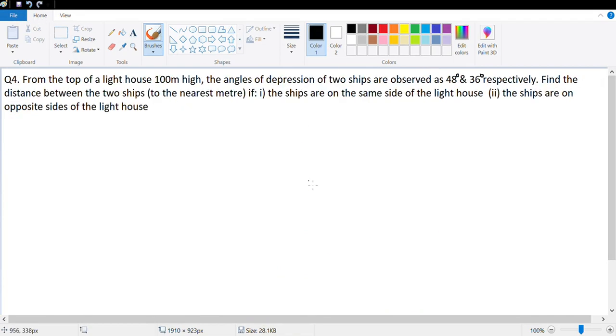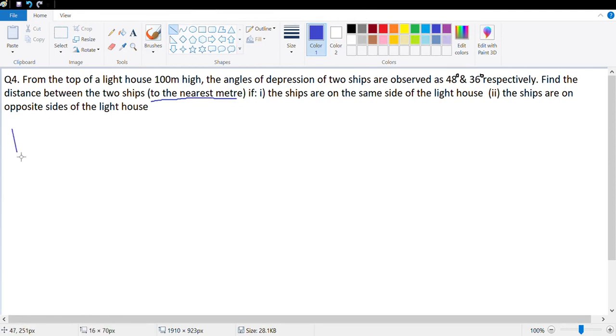The next question that we solve is question number 4. Question number 4 says, from the top of a lighthouse 100 meter high, the angles of depression of two ships are observed to be something and something. Find the distance between the two ships. We need to calculate it to the nearest meter. So that's important to note that they wanted the answer in the nearest meter. One, if the ships are on the same side of the lighthouse. So let's first do this part where the ships are on the same side of the lighthouse.